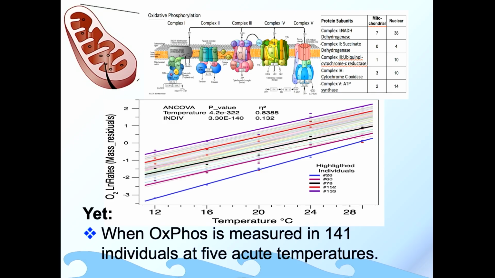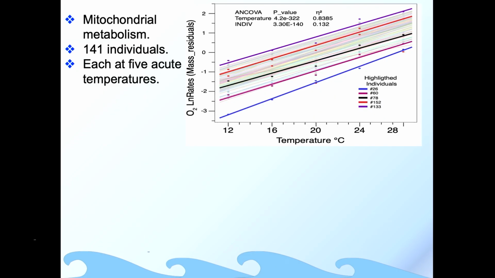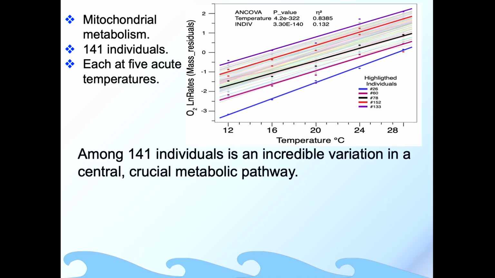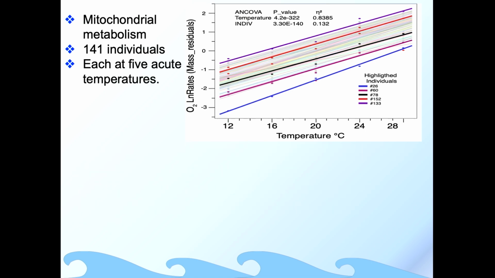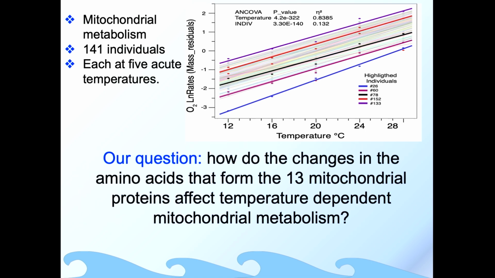Yet, when we look at oxidative phosphorylation in 141 individuals, we have this huge range of metabolic rates. The question is, does mitochondria affect that? So 141 individuals, metabolic rates for them, an incredible variation in this pathway, up to 8-fold difference among individuals. Again, these individuals have been raised in a common environment for more than 6 months. It's amazing that there's this much variation among them. And so our question again is, how do changes in the amino acids of those 13 mitochondrial proteins affect metabolic rates?